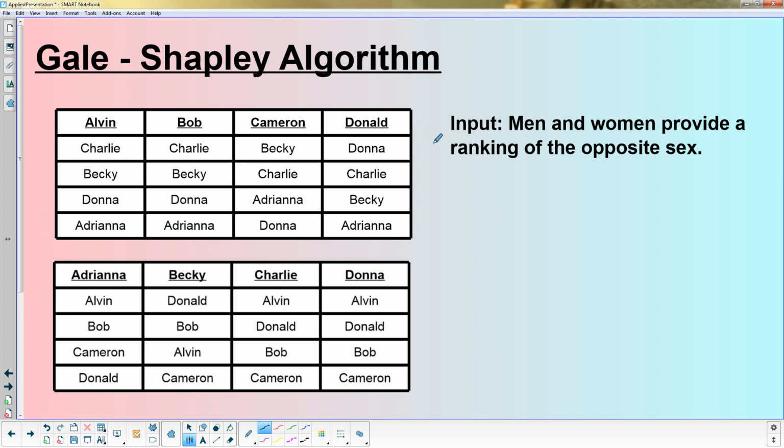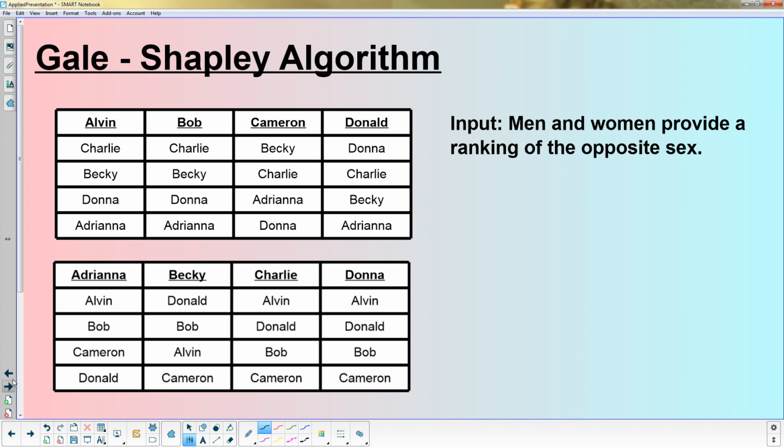And the input for that algorithm is that all the men in the subgroup and all the women in the subgroup rank the members of the opposite sex from most attractive, or most want to be married to, to least. So in this case, we're going to be using these two groups of men and women in our example today. But Alvin prefers Charlie to Becky to Donna to Adriana in that order. And at the same time, Adriana prefers Alvin to Bob to Cameron to Donald. And again, in that order.